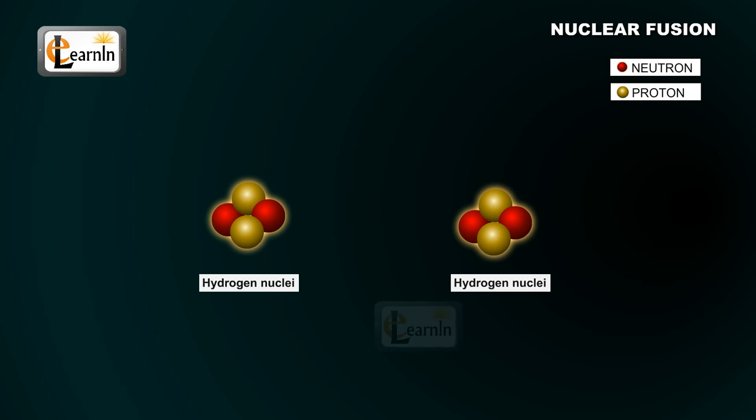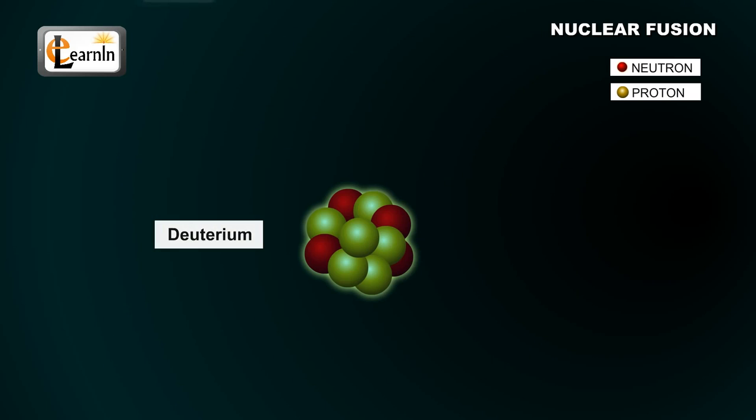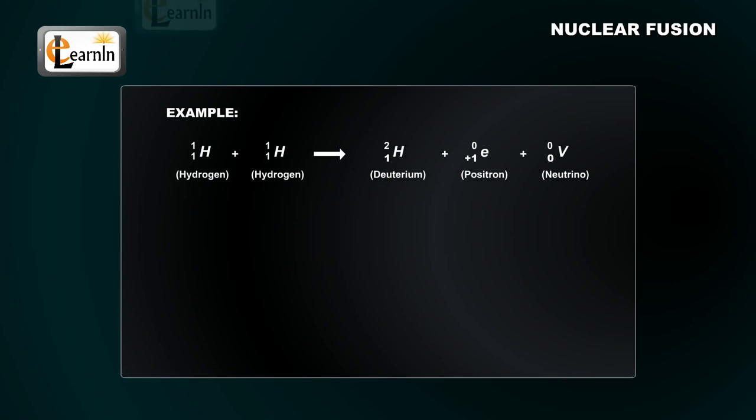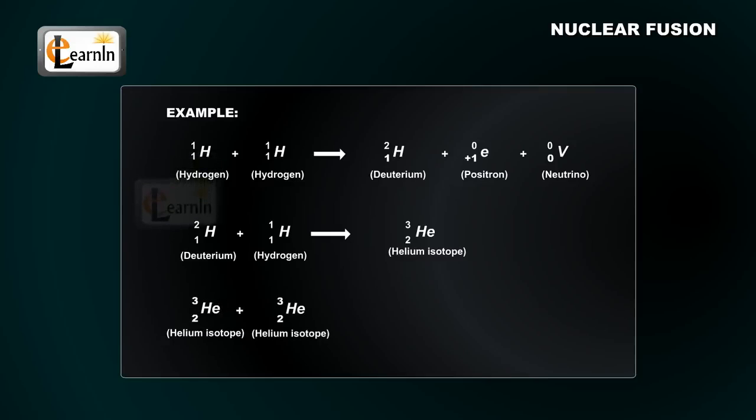Consider the example of two hydrogen nuclei combining to form deuterium. Here, one hydrogen atom combines with another hydrogen atom, giving deuterium, one positron and one neutrino. This deuterium, in turn, combines with another hydrogen nucleus to form a helium isotope. If two such helium isotopes are fused together, the formation of heavier helium takes place.